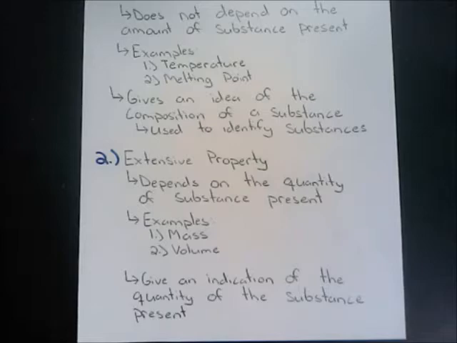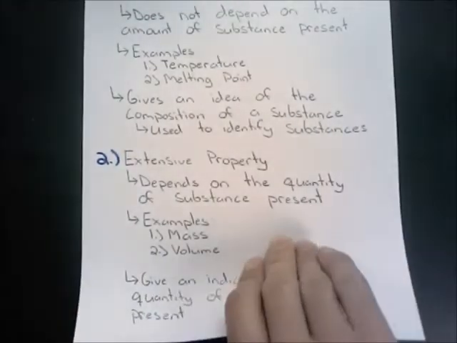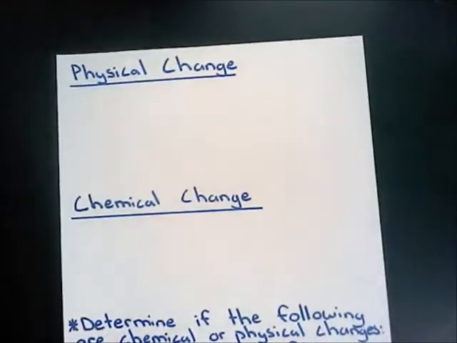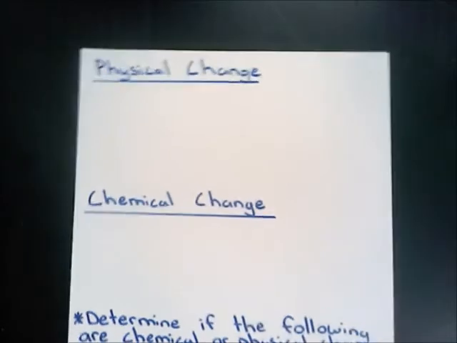So now that we've identified these two categories of property, we can go further into detail into physical and chemical change. So we'll transition here, and the first thing I want you to know is that physical change occurs when substances change physical appearance without altering their identity.